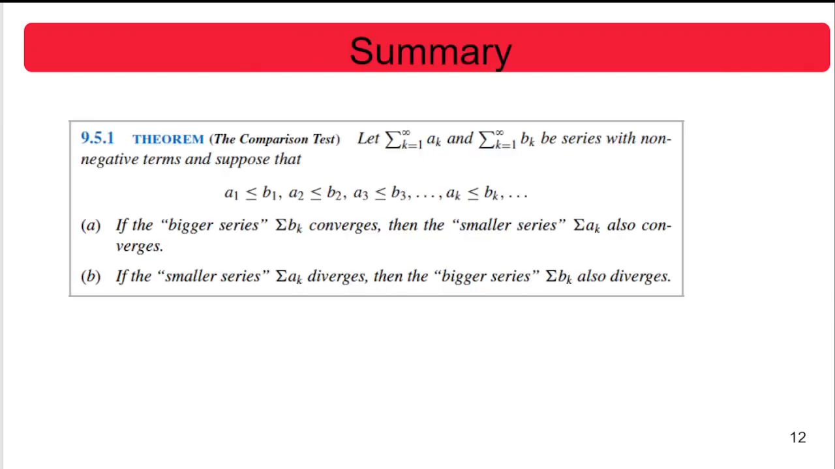So in summary, using the direct comparison test, given the summation of a sub k and the summation of b sub k, where k is from 1 to infinity, both series with non-negative terms, suppose that a sub 1 is less than or equal to b sub 1, a sub 2 is less than or equal to b sub 2, and so on up to a sub k is less than or equal to b sub k. First, if the bigger series, the summation of b sub k, converges, then the smaller series, the summation of a sub k, also converges. And second, if the smaller series, the summation of a sub k, diverges, then the bigger series, the summation of b sub k, also diverges.